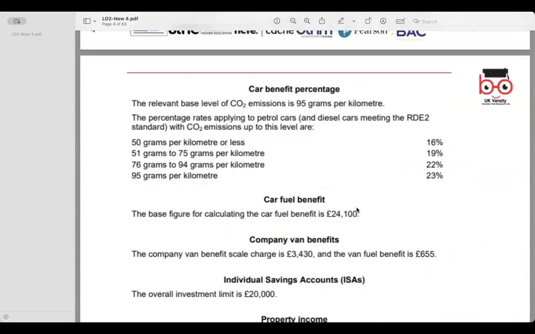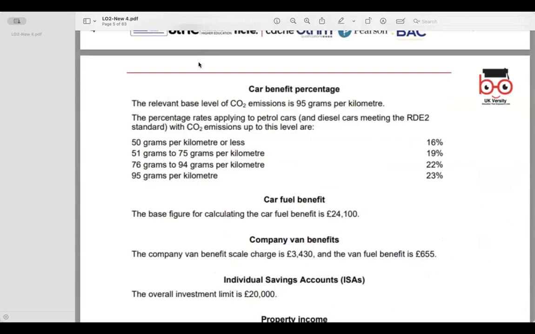Car benefit, same, I think so. Who was here yesterday? Rakida. Okay, Rakida, this is the same as yesterday. You know that. Yeah, go on.